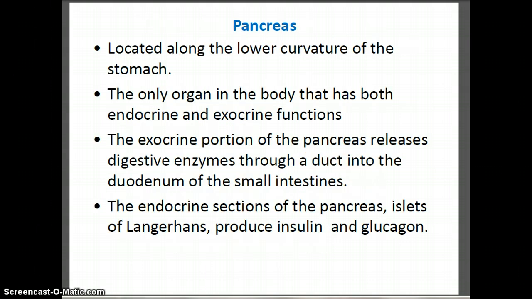Diabetes involves the pancreas, and please review if you've forgotten the anatomy and location of the pancreas. It is located along the lower curvature of the stomach, and it is quite unique, the only organ in the body that has both endocrine and exocrine functions. The exocrine portion releases digestive enzymes through the pancreatic duct into the duodenum of the small intestines. The endocrine section of the pancreas, which is the islets of Langerhans, produces insulin and glucagon.